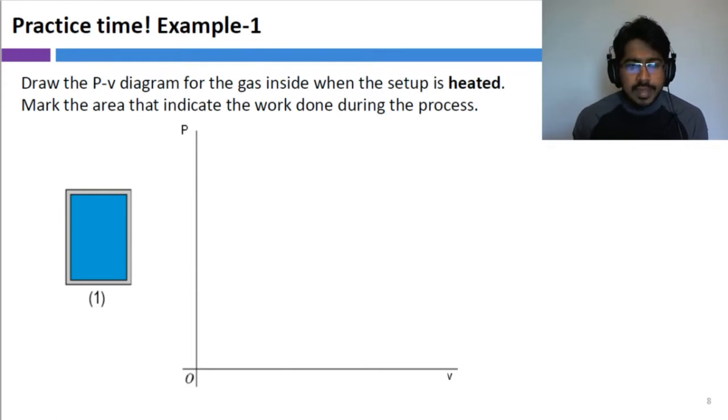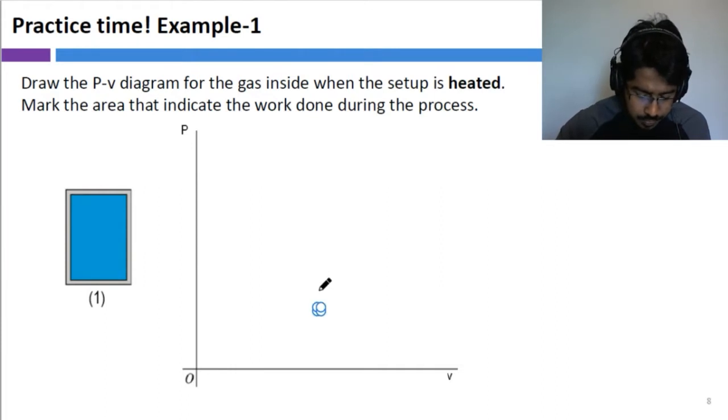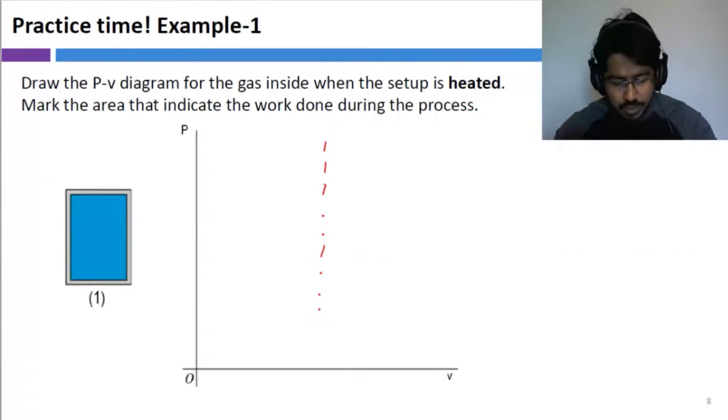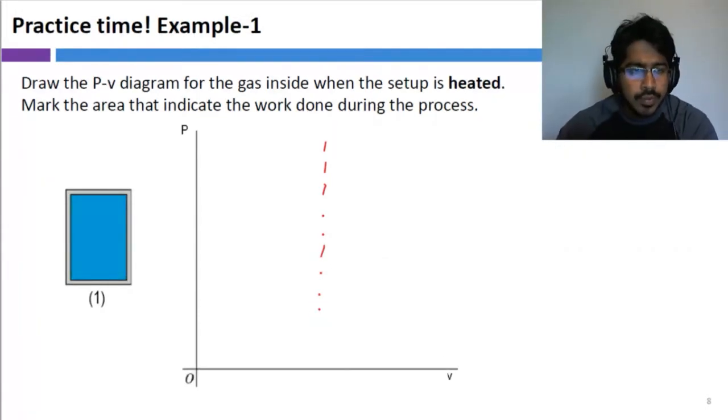Okay, so let's try to understand this process together, right? So it's an isochoric process, excellent. So the volume is not going to change, right? So this tank here does not have any moving boundaries, right? So in this case, therefore volume is not going to change. So when the volume is not going to change, we know that no matter what, the process is going to be on a vertical line like this, right?